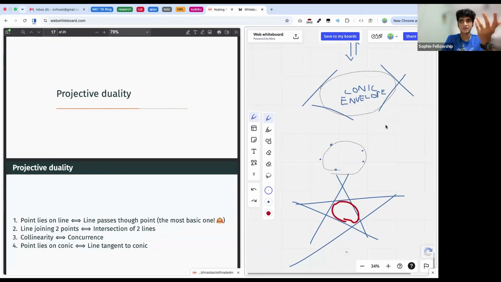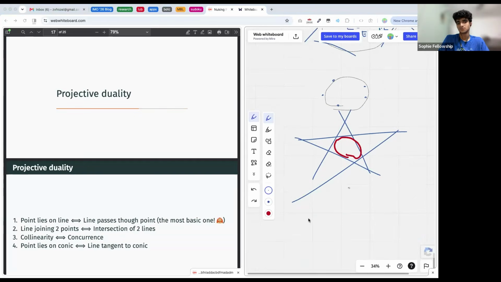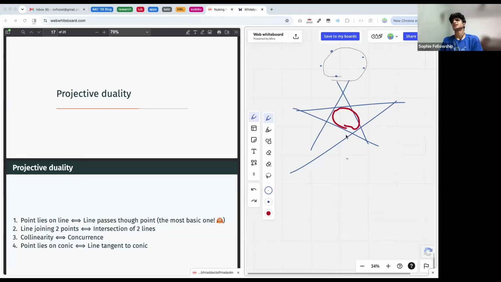Can you please explain duality? Do you want to speak up and ask whatever question you have, or is it a full explanation? What is duality?